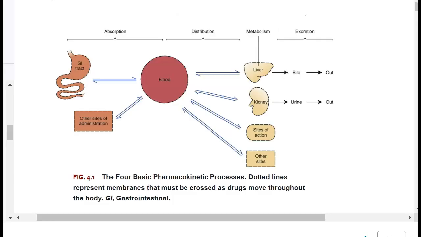Jumping over to the textbook, Laney's textbook, we're in chapter 4 still. This is figure 4.1. I like this as a visualization as well of what we're talking about. The absorption can happen here with the GI tract typically, or remember we have all those other administration sites. At the end of the day, they're making their way into our bloodstream then to be distributed, okay? They typically go then to the liver, the kidneys, their direct site of action, or other sites. And in those spots, then this is where our metabolism happens. And then they're excreted typically through the bile or through the urine.